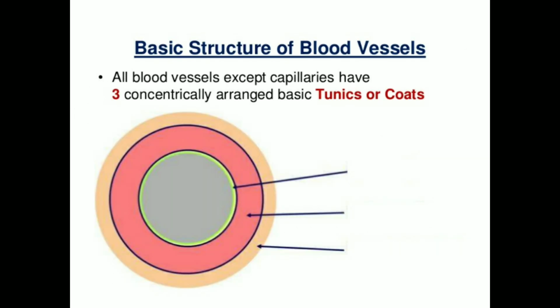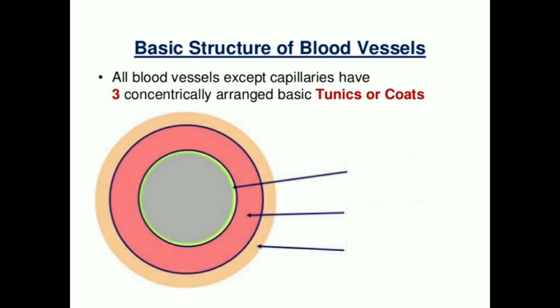Now, histologically, we look into this system. What do you look at when you study the histology? The basic structure of the blood vessel. In any blood vessel, there are three layers present. All blood vessels except capillaries have three concentrically arranged basic coats.